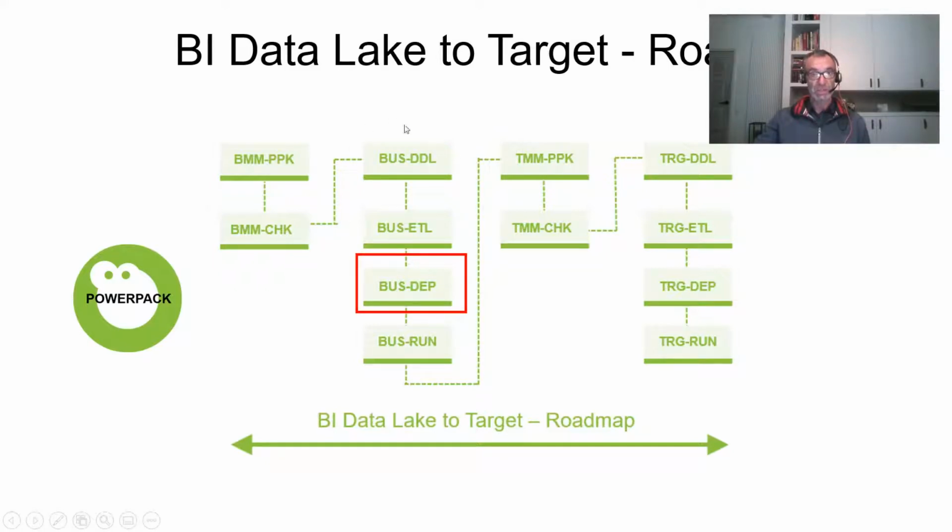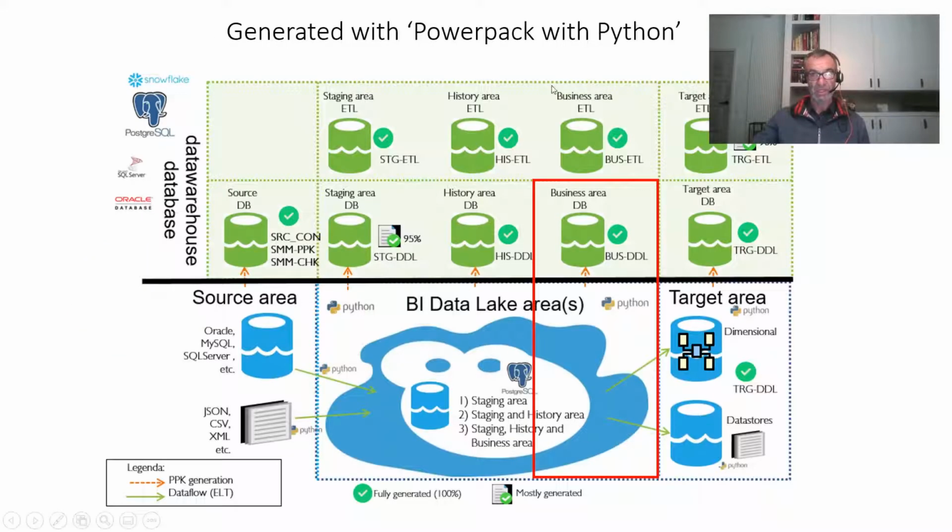We generated the DDL, so the tables and the views, and in this step we're going to implement them into the target data warehouse. So we are in this part, the business area for the database. We created the DDL scripts and now we're going to implement them into the BI data lake or the data warehouse. I'm going to show you it.